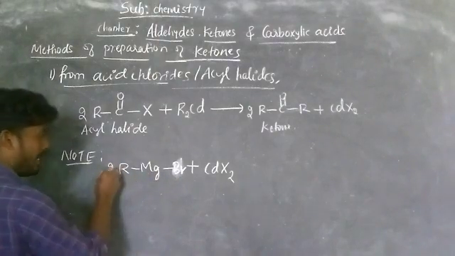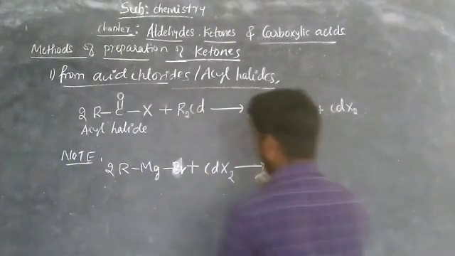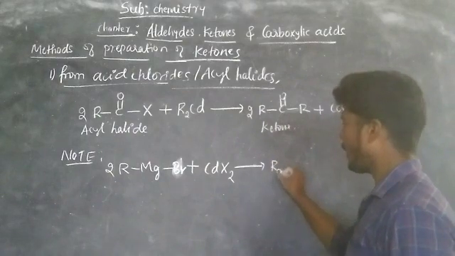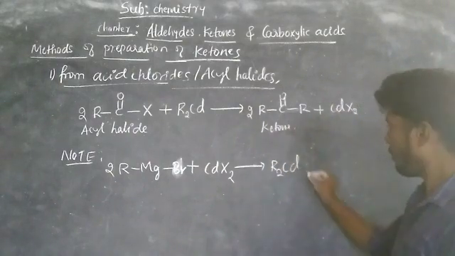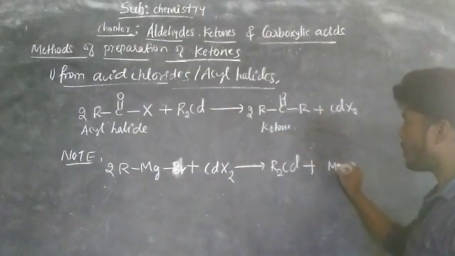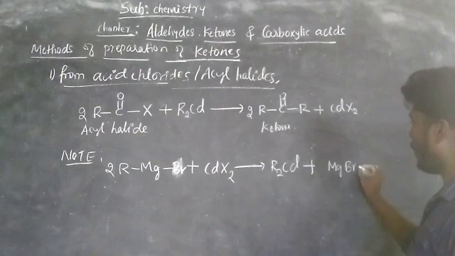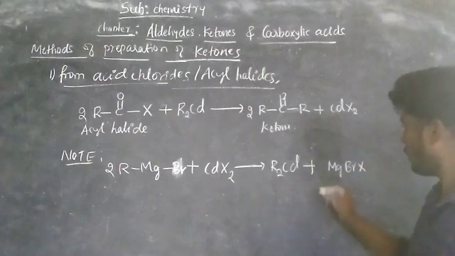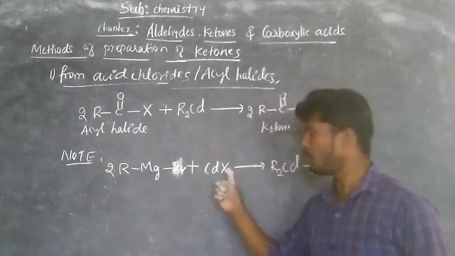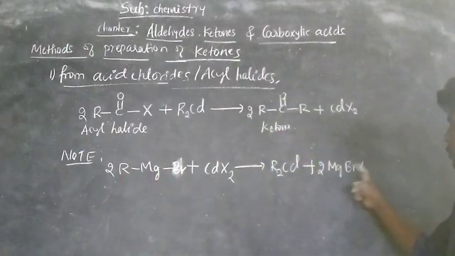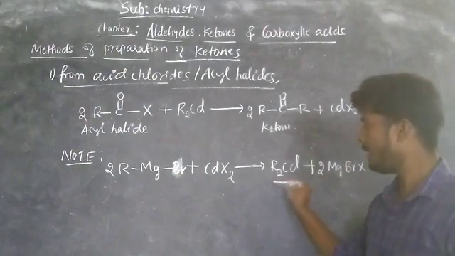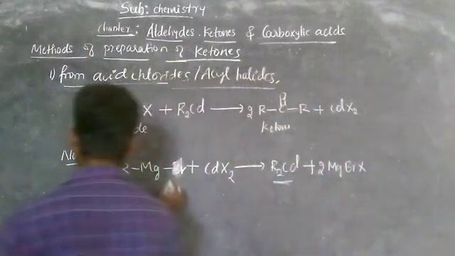So take two equivalents. When we treat these two, we get 2R, that is R2Cd, cadmium, plus MgBr and X, two equivalents. Okay, there are 2 magnesiums, 2 bromine atoms and 2 halogen atoms. That is a magnesium halide compound. Like that we prepare dialkyl cadmium. Okay, take note of this.